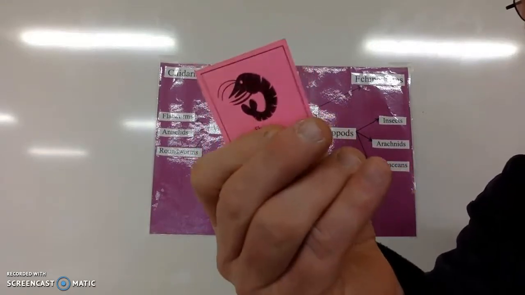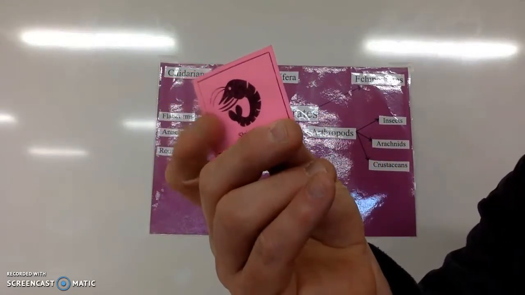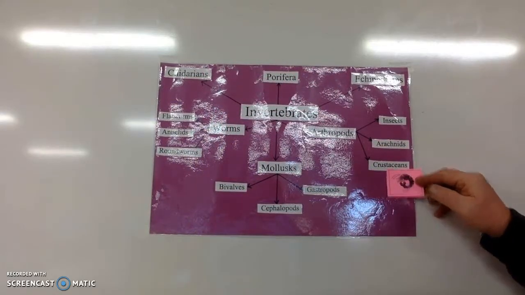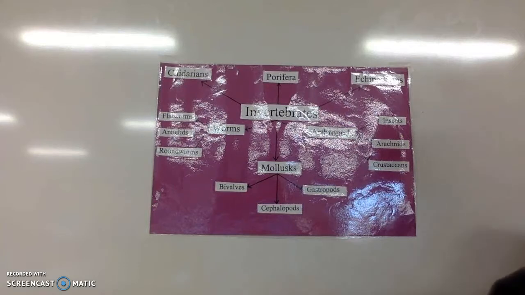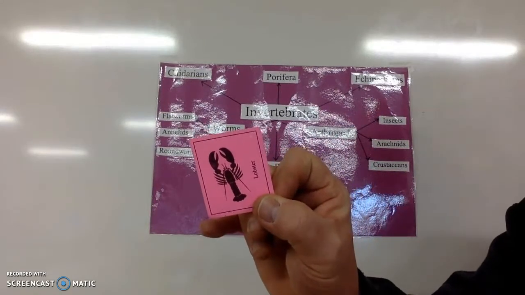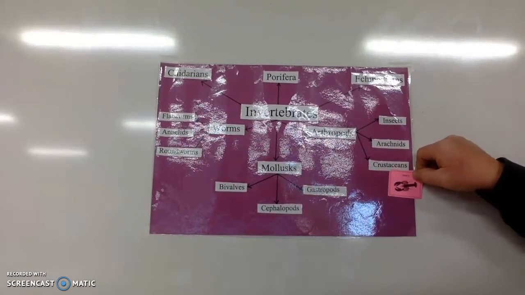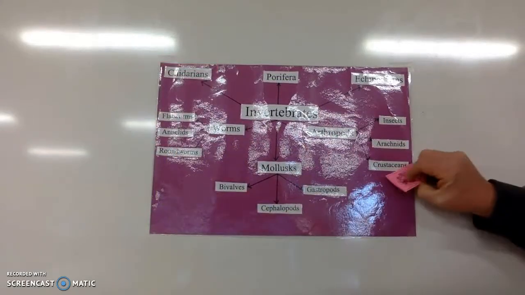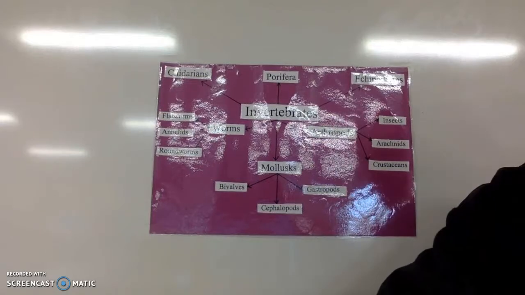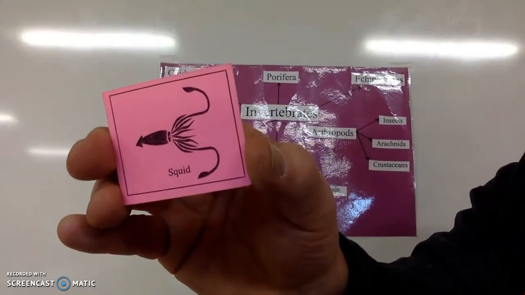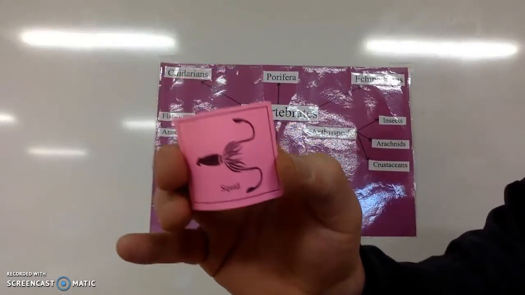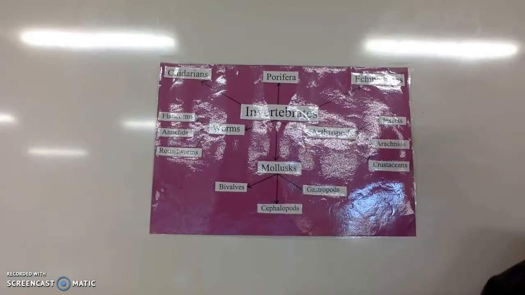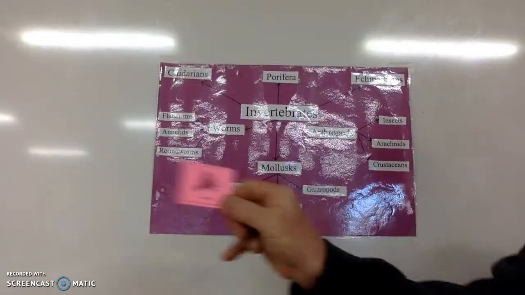Shrimp. Shrimp has the hard outer shell on it. That would be a crustacean. A lobster has the hard outer shell. Crustacean. A crab fits into the crustaceans. Squid, okay, has a head, foot. That's a cephalopod. Octopus. Head, foot. Cephalopod.